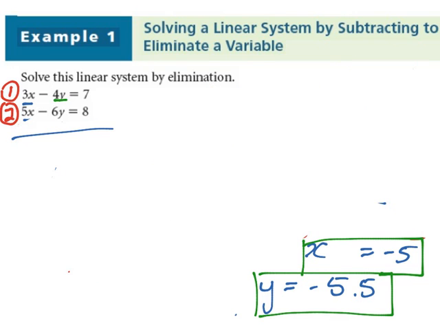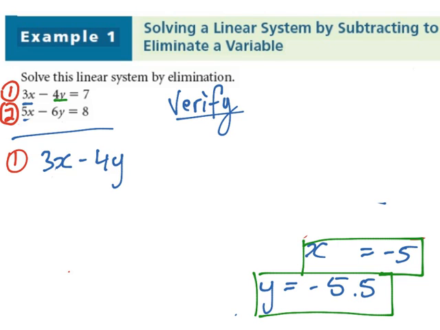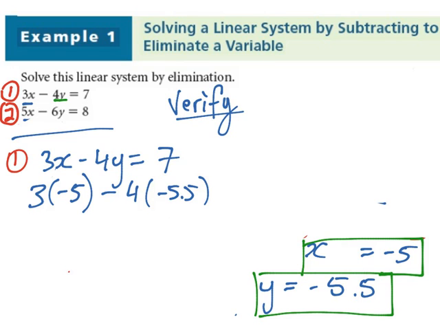So we erased all the procedure to solve for this equation. Now we're going to verify. So the first equation is going to be recopied. Make sure you copy the question correctly. One of the first mistakes you can make is copying the question incorrectly. We're going to plug in these values for x, which is -5, and y, which is -5.5. We're going to see if we can get 7.